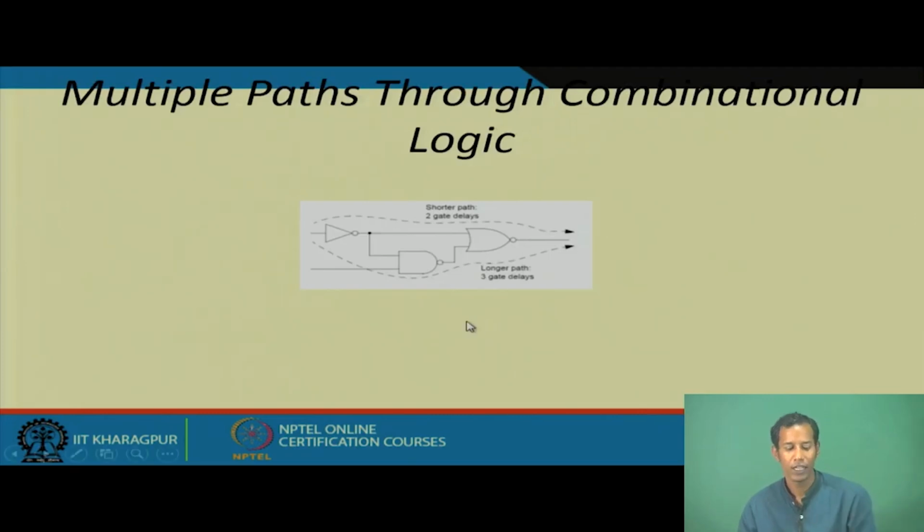Okay. So then again, suppose you consider one combinational circuit like this, where we have two different paths from input to output. Here, if you consider that there is one path going from this to this, you have a shorter path which is only 2 gate delays, but in this particular path you have a longer path with 3 gate delays.